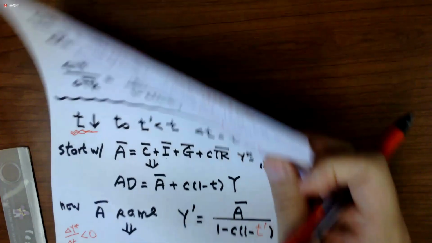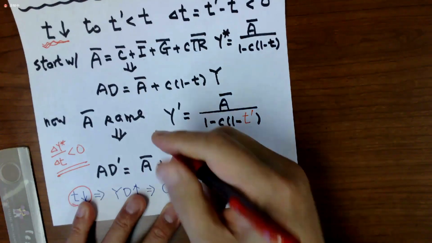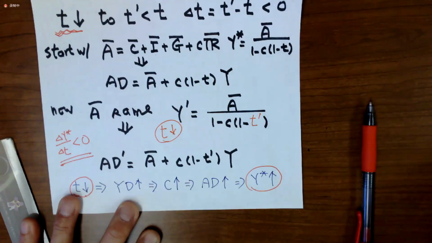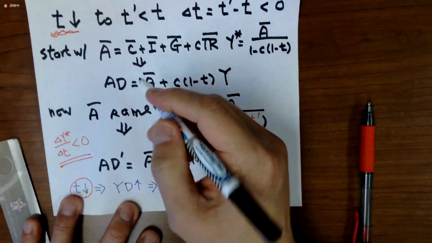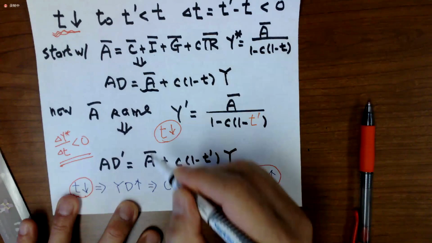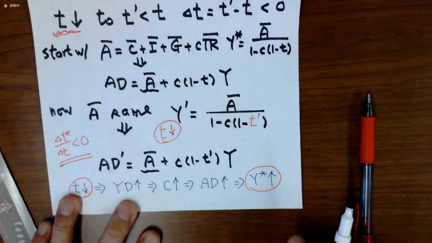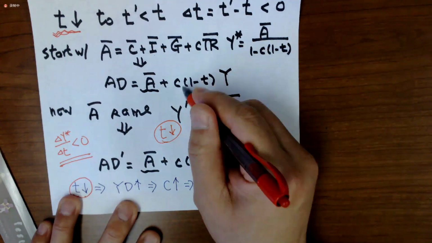So now I want to ask you, therefore, when there's a tax cut, T goes down, does that affect the intercept of the aggregate demand equation? Say no. Good. And that affects the what? The slope, right?